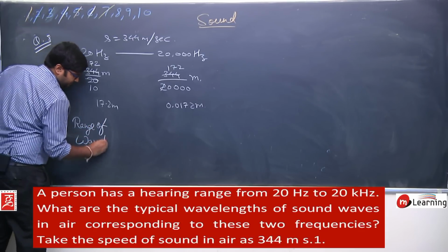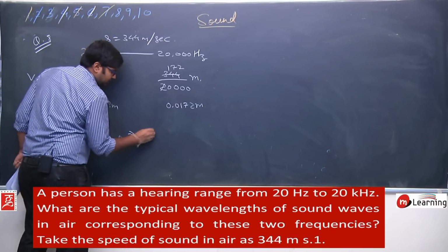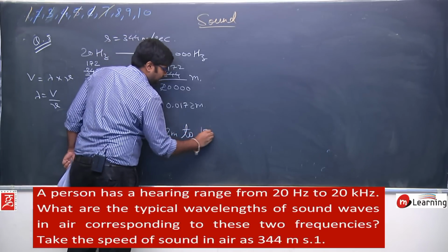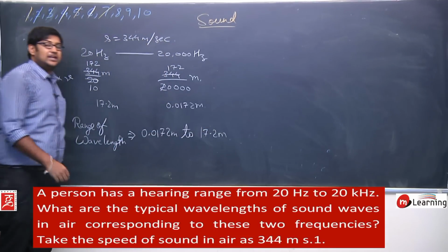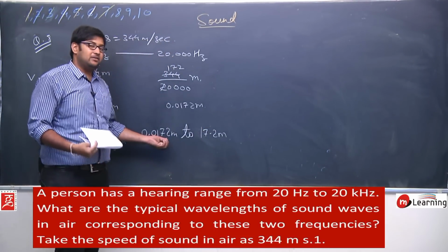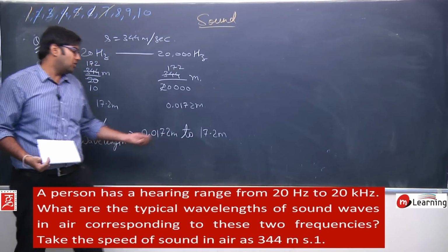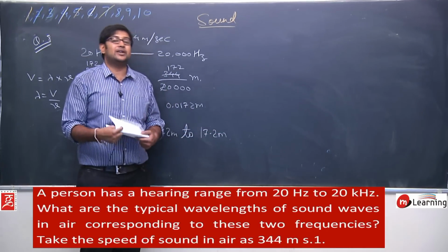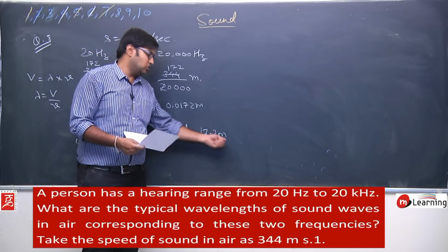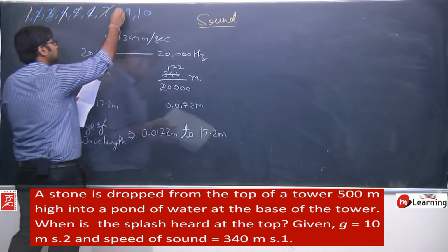So the range of wavelength will be from 0.0172 meters to 17.2 meters. This is the range of wavelength which humans can hear. Otherwise, any sound or wave which is below this wavelength cannot be heard, or above this wavelength. For example, if a wave has 20 meters of wavelength, a 20 meter wavelength cannot be heard by humans. So this is how you have to solve question number 8.